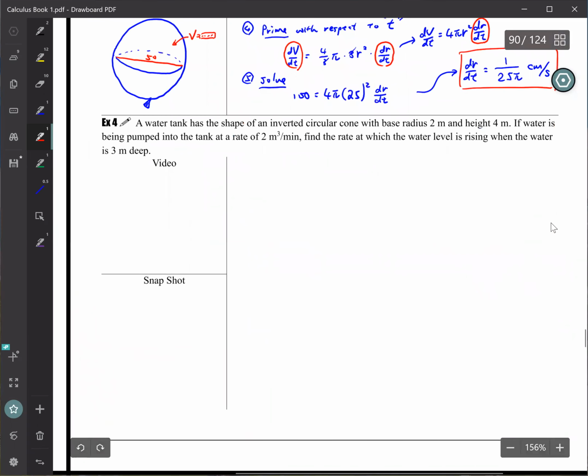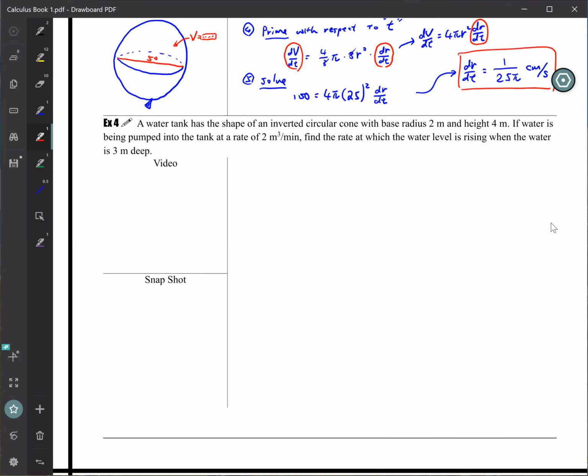So here we have a water tank, right? Also try to make a picture, right? Has a shape of inverted circular cone. So inverted circular cone, think about what that looks like. Right, with the base radius, so it's a container, right? Radius of 2 meter, height of 4 meter, so that's the dimension of the cone. And then now we have water instead of air, right? Water is being pumped into the tank at the rate of that, so that's the rate.